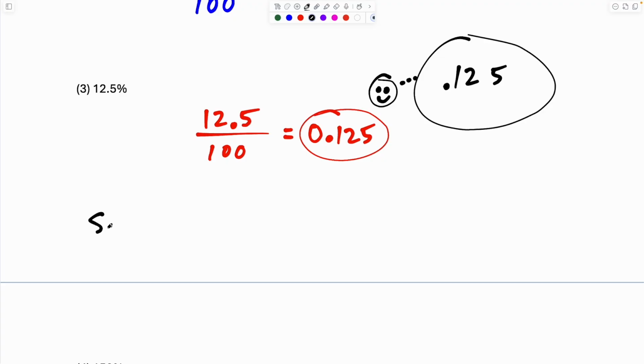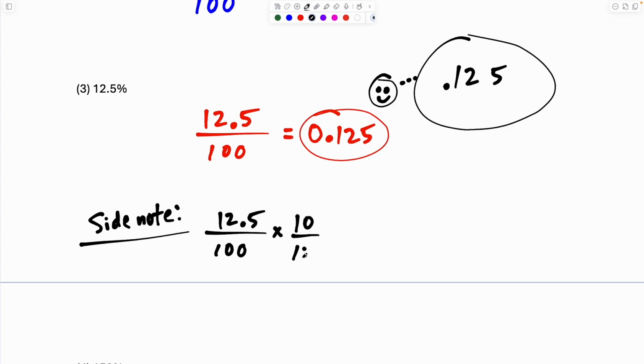Now, one thing I want to point out here as a side note is that there's another way to see this question. So what you could also do is you could take 12.5 over 100, and we could multiply by 10 in the numerator and the denominator. And what this will do is in the numerator, for one, it's going to move the decimal to the right 1 space, giving us 125. Over 100 times 10 is 1,000. And then we could see 125 thousandths is the same thing as 0.125. And we get the same exact answer.